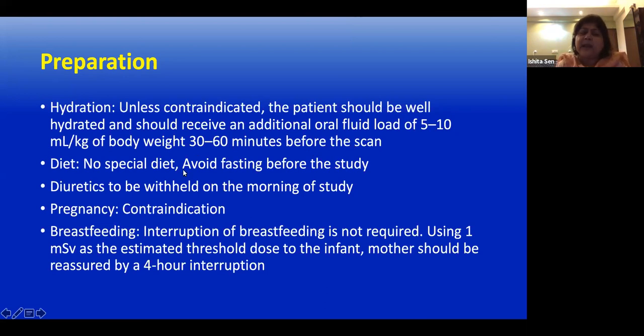There's no special diet. The patient should not do a DTPA scan or a renal diuretic study on a day when he is fasting because of any other procedure, and diuretics should be withheld on the morning of the study.